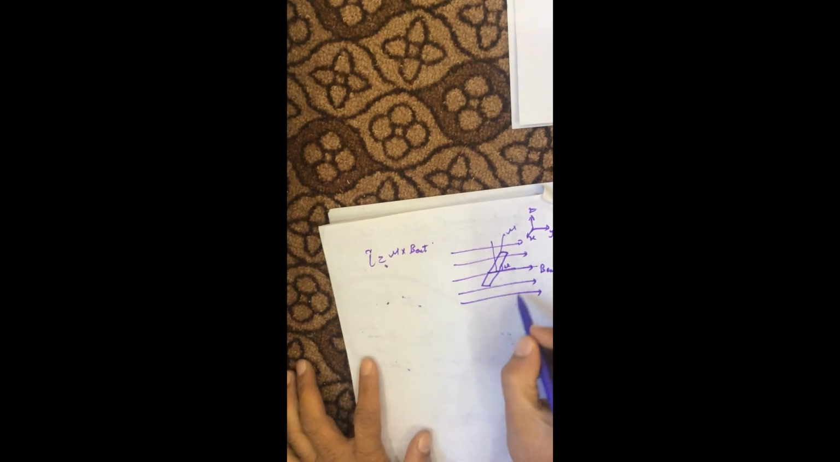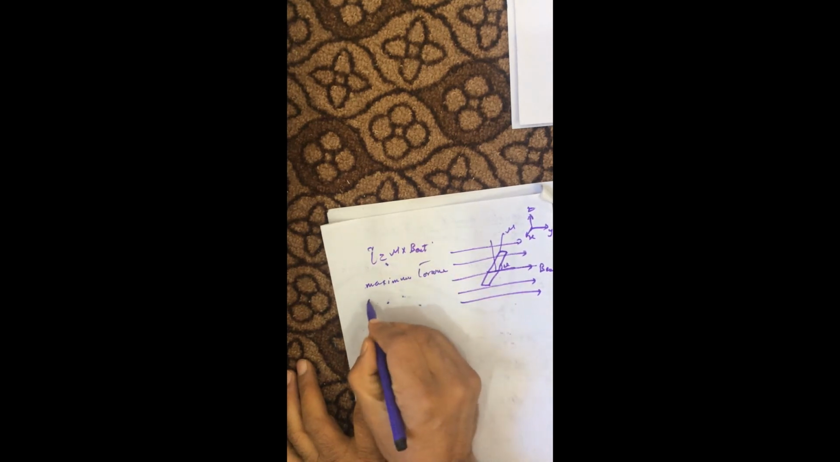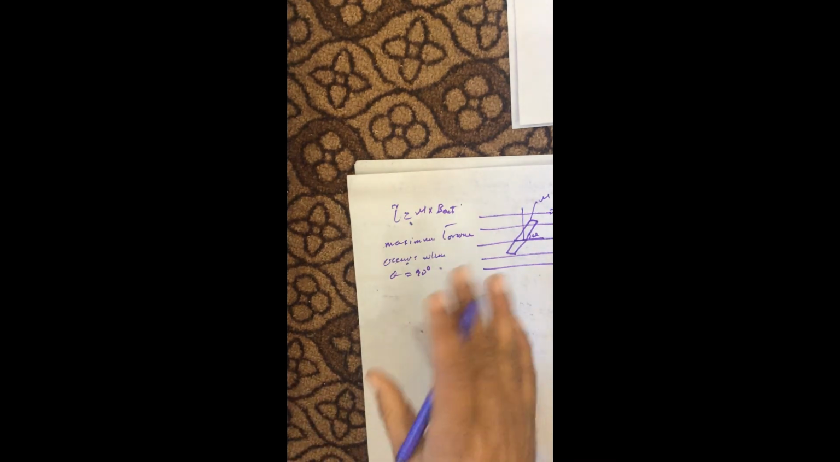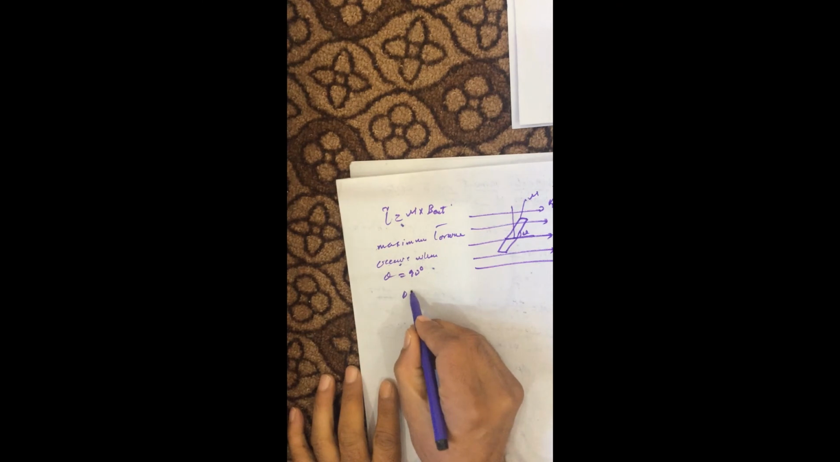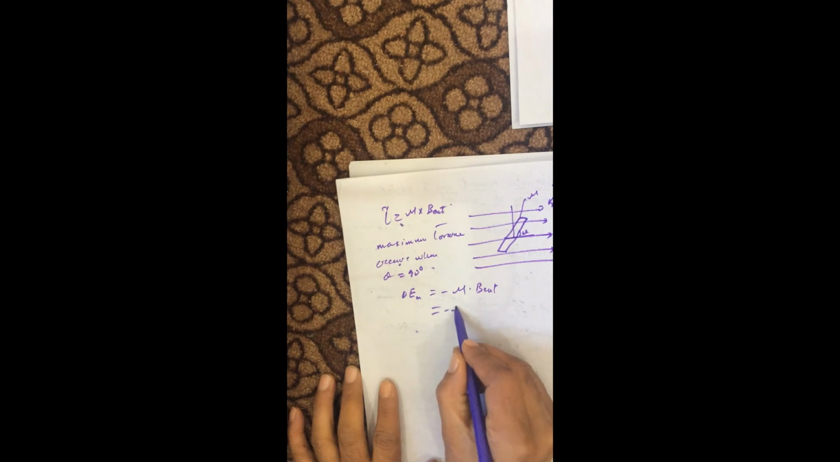Now maximum torque occurs when the angle theta between the external magnetic field and the magnetic moment is 90 degrees. Once this magnet rotates and aligns itself in the direction of the magnetic field, there is a potential energy stored in the magnet, given by delta E, which is equal to minus the dot product of the magnetic moment and the external magnetic field. This will be equal to minus mu B external cosine theta.